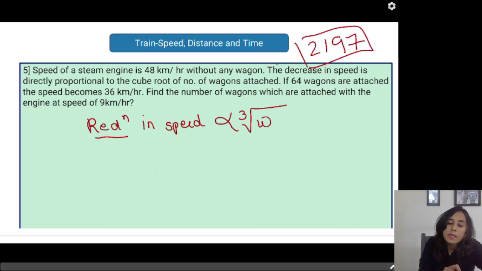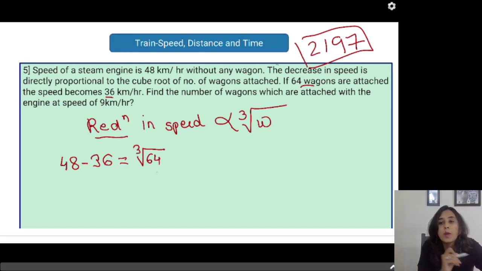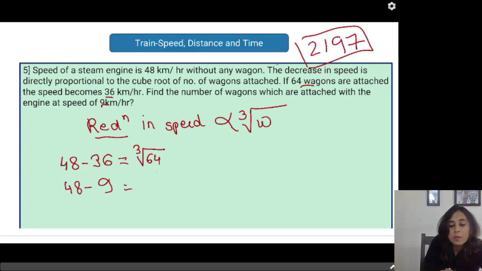Now without any wagon, the speed is 48 kilometers per hour. And if there are 64 wagons attached, then the speed becomes 36. So I have 48 minus 36 here. This is equal to the cube root of 64. And what is the second equation I have? I have to find out when the speed will become 9 kilometers per hour. So 48 minus 9 is equal to the cube root of x. Correct? Now all I have to do is solve these two equations for the value of x.